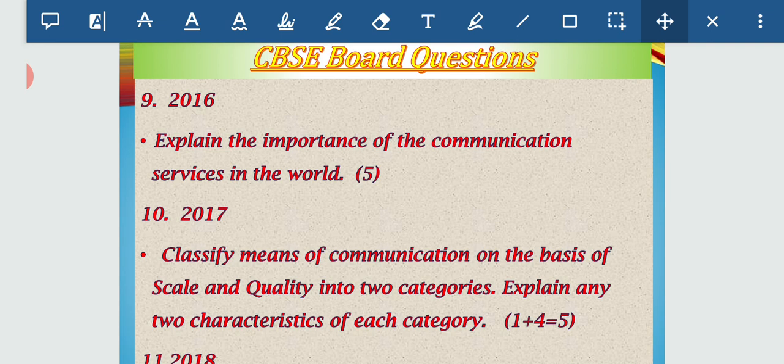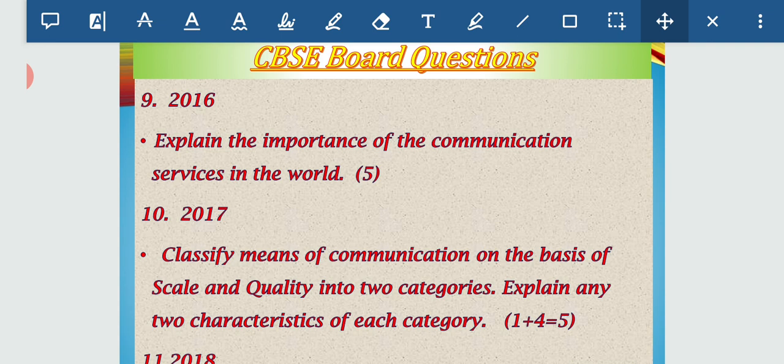Number one, personal communication, and number two, mass communication. Now, the characteristics of personal communication: it is between two people, totally personal and private. The messages are secret, within the two individuals only, and it does not lead to any awareness or economic development.